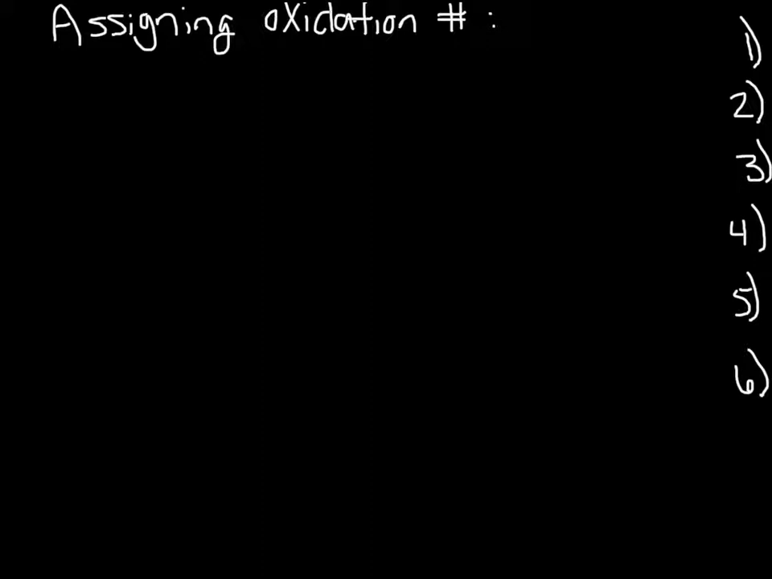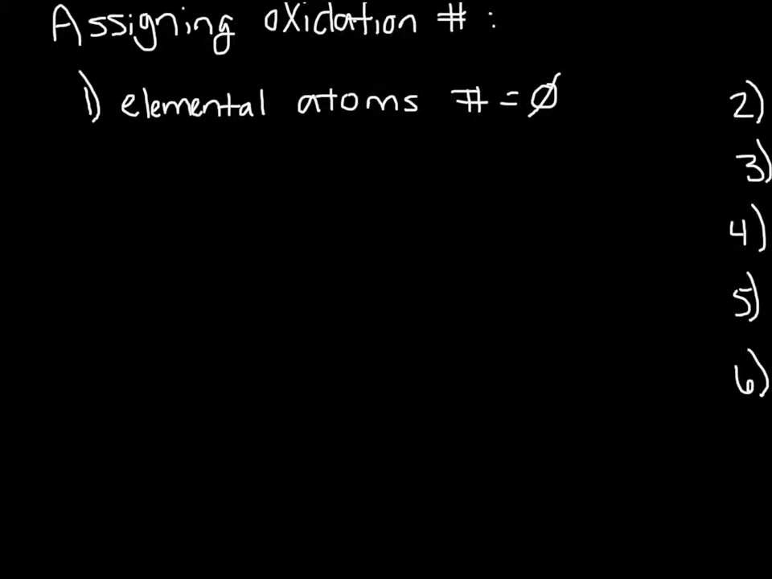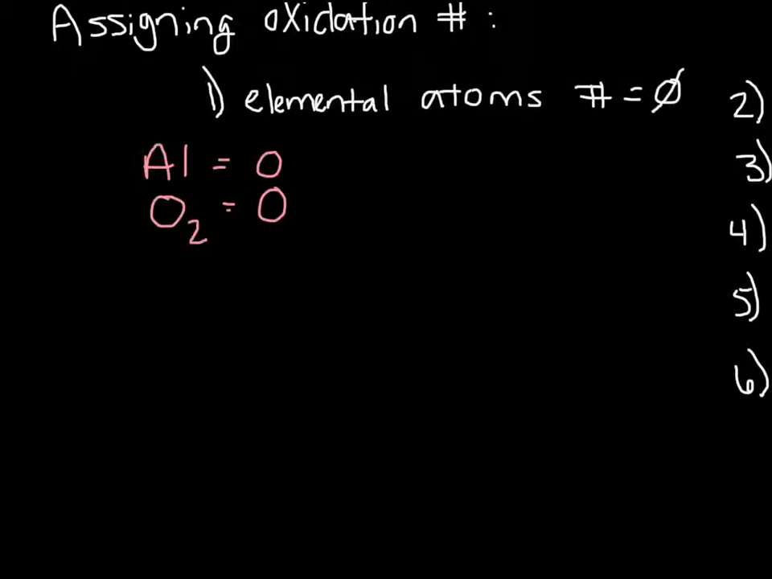How do we determine these oxidation numbers? There are 6 steps in which we're going to work through. Step number 1. An elemental atom's oxidation number equals 0. Therefore, if we have just a pure element, like aluminum, its oxidation number is 0. Oxygen, oxidation number 0, because they are in their pure state.